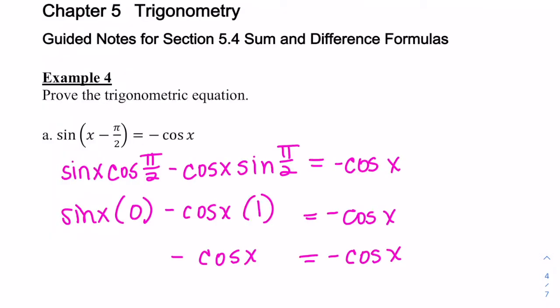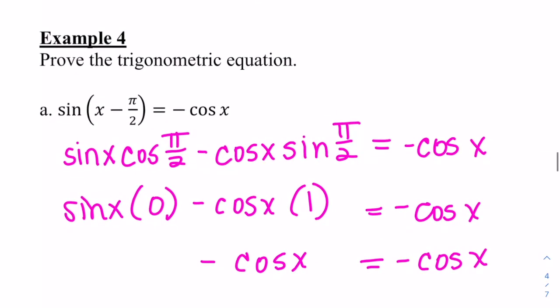Okay, let's go through these. Hopefully right away you start to see the difference of the sign. So sine of x times cosine of pi over 2 minus cosine of x times sine of pi over 2. And when we simplify that, we get negative cosine x, which looks like the right side.